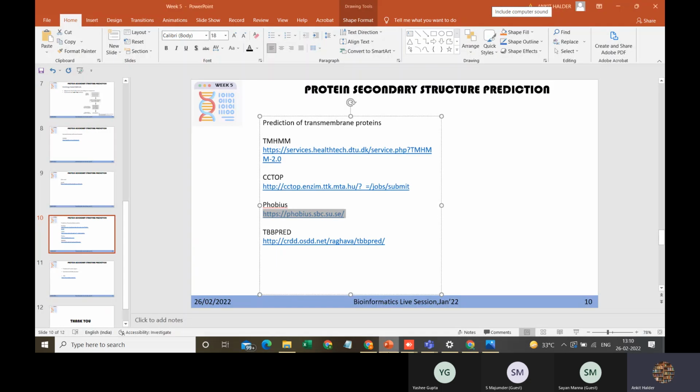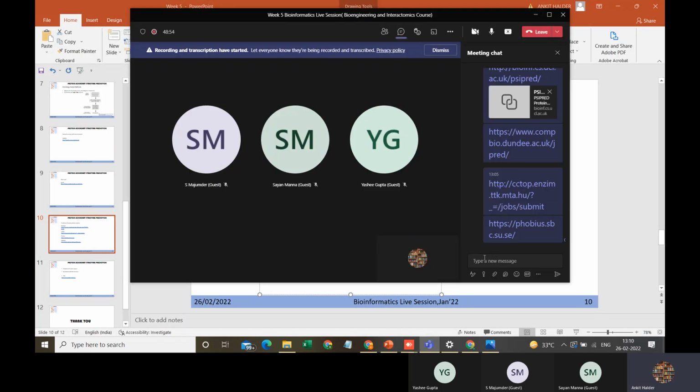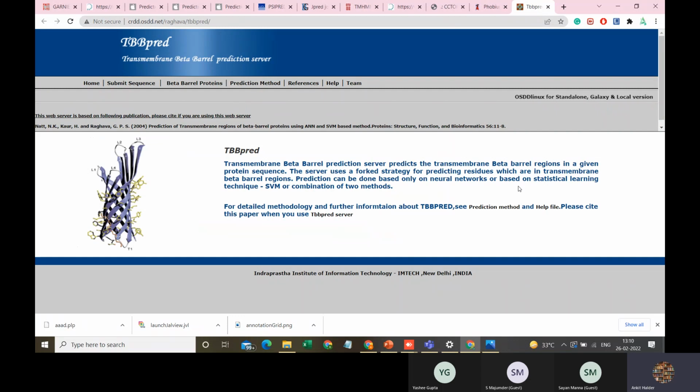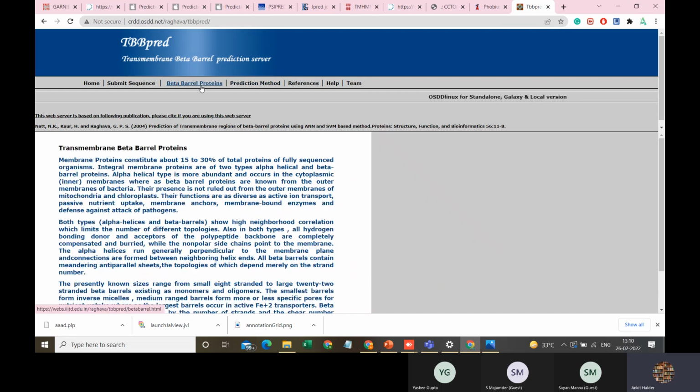So meanwhile we can look at another tool. Here it helps in transmembrane beta barrel prediction. Since the transmembrane proteins generally remain in a beta barrel structure, it helps us identify this. So you can get knowledge about what the transmembrane beta barrel proteins are.